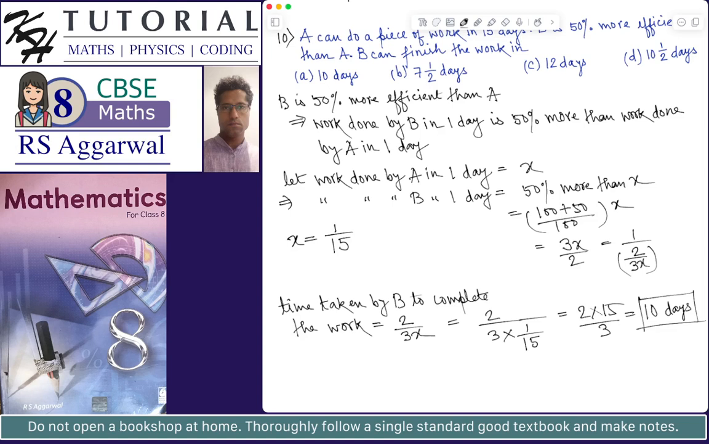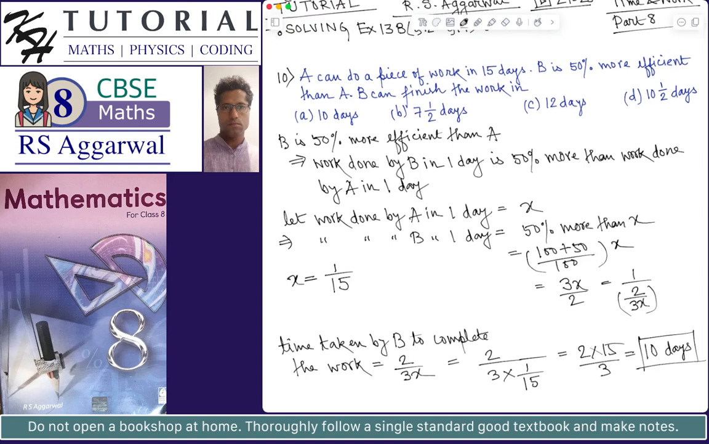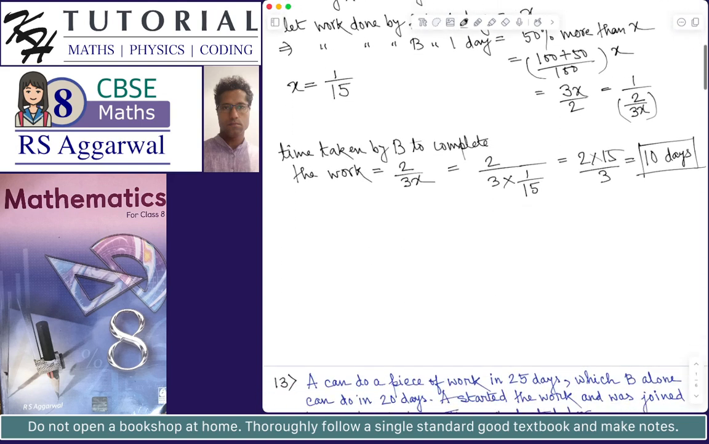Now we know that x will be 1 by 15 since it is given that A can do a piece of work in 15 days, which means that the amount of work done by A in 1 day is 1 by 15 from the first general rule of time and work. So we get x equals 1 by 15, and substituting the value of x as 1 by 15 in 2 by 3x, we get the time taken by B to complete the work is 10 days. Okay. Now let's start solving the remaining problems.